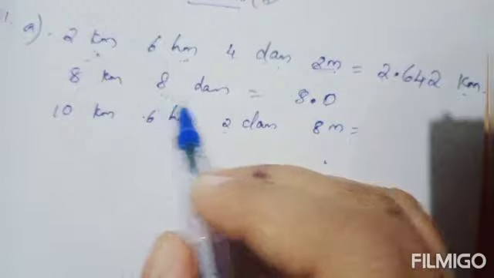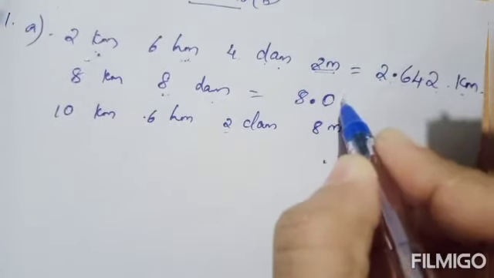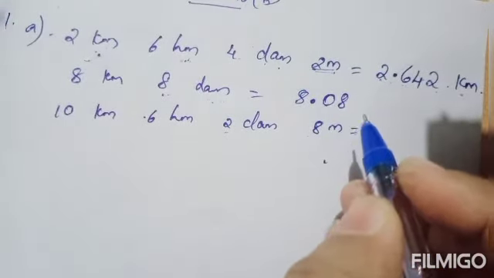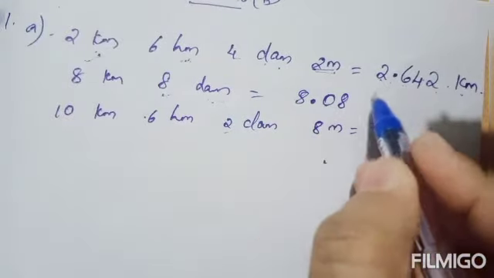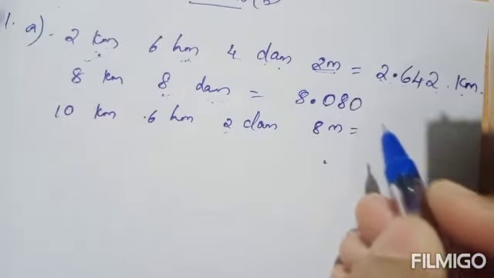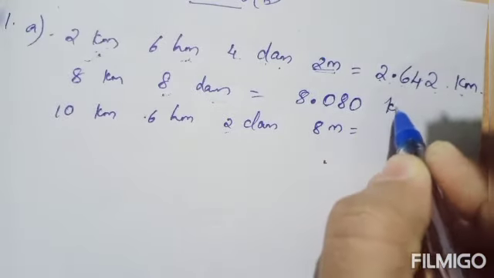After that it is decameter. So you can write 8, since 8 decameter is given. So the 100th place digit will be 8. Okay. Then meters place. Meter is also not given, so you can put 0 there. Okay. So 8.080 kilometer.